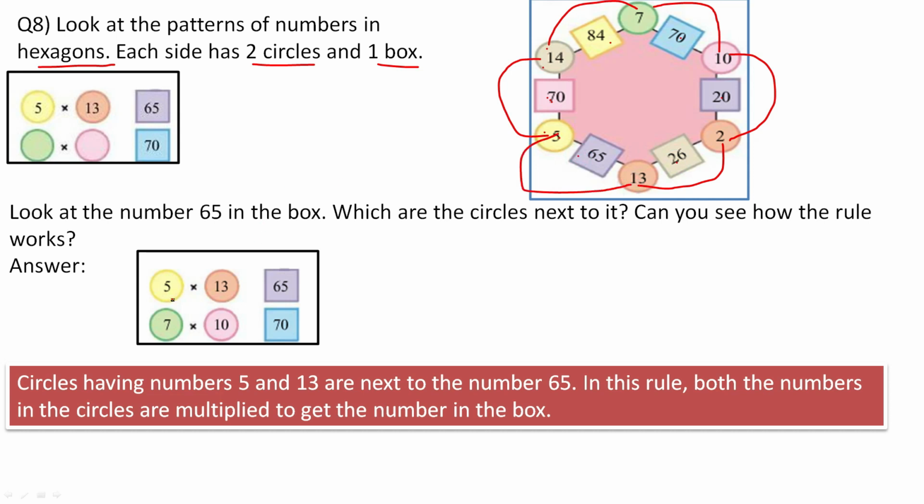So if you multiply the circle numbers, you will get the square number. That is the rule we are following here. So just multiply the circle numbers, you will get the square number. That is this hexagon pattern.